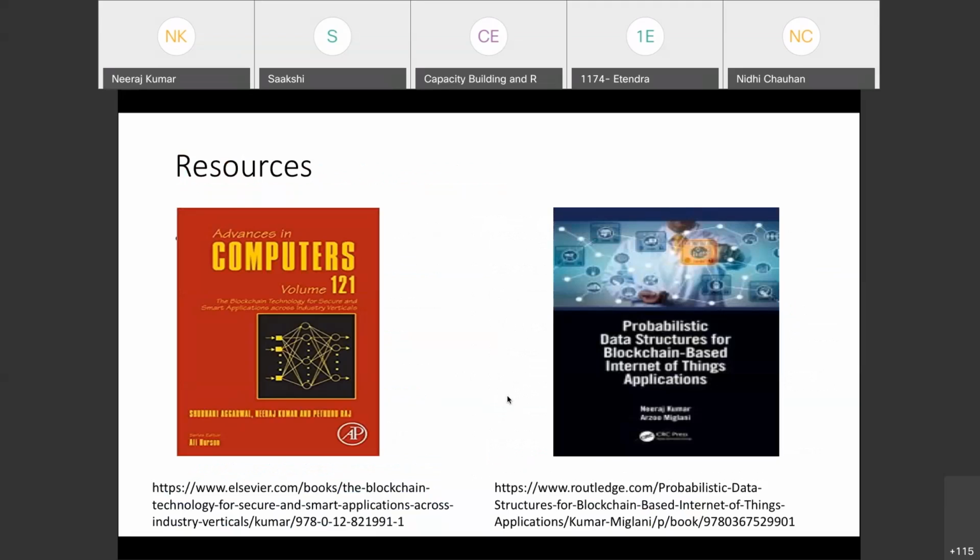So as far as the resources are concerned, most recently I have a textbook published on blockchain technology with Elsevier. You can check the resources on this link itself. This is the newly published book, and also this book is there, from the CRC publisher. So these two books, you can refer to in your course curriculum for blockchain technology.